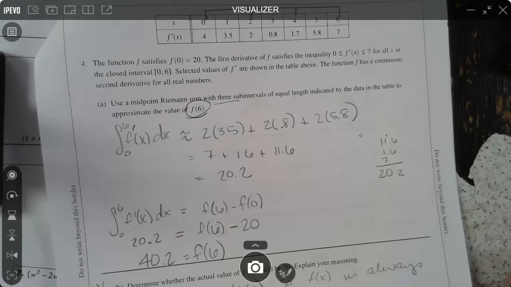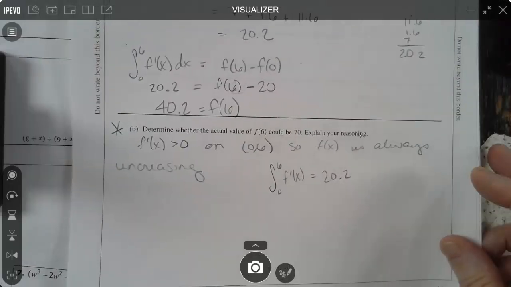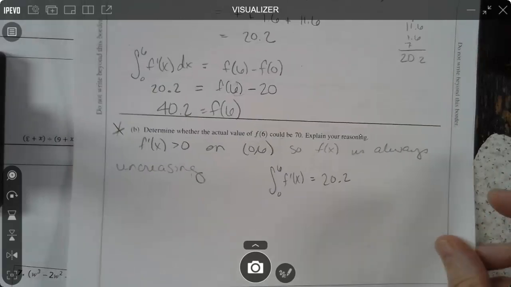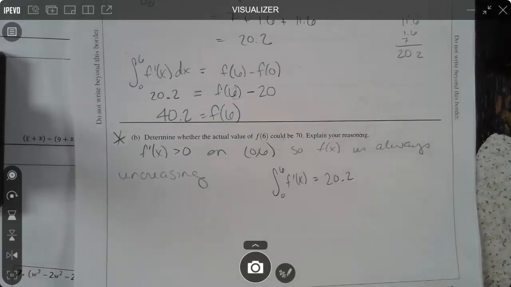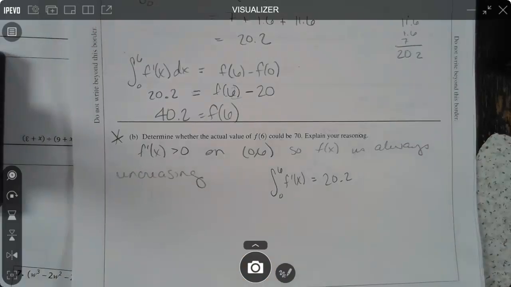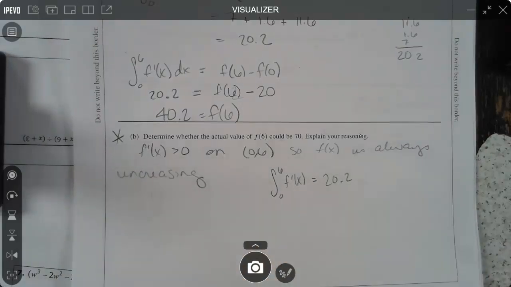Speaking of, part B. I missed part B completely. If I miss it completely, I start and I erase what I had and put the right thing. It just said, so you had to answer yes or no. Determine whether the actual value of f of 6 could be 70. Explain your reasoning. Okay, so don't look at mine. Let me show you theirs.